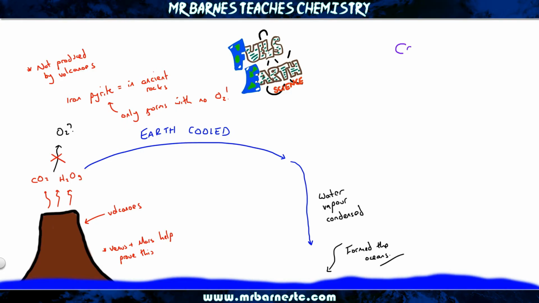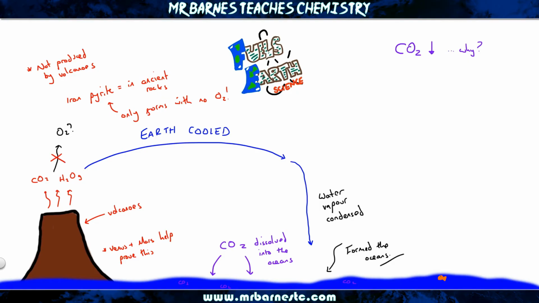What about carbon dioxide? Now, in the early atmosphere, it was around 90%. Now it's less than 1%. So how has it gone down? And there are three ways you need to know. Number one, after the oceans formed, the carbon dioxide dissolved into those oceans. So the percentage went down.